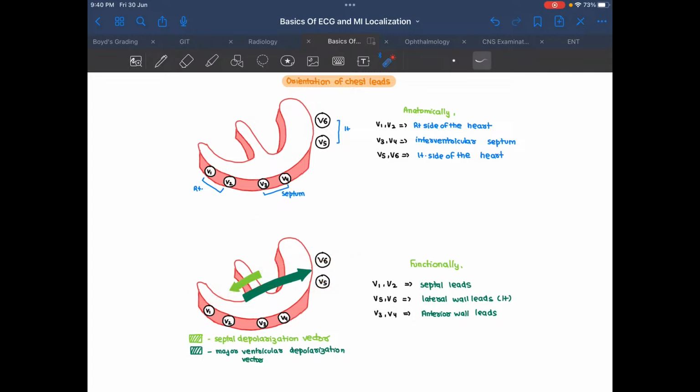So my septal depolarization vector was moving from the left towards the right, and it was moving from inferior to superior. But when I draw the chest leads, the superior-inferior aspect is not recorded. So I'm going to draw it as only left to right. What about the major ventricular depolarization vector? That's going to be towards right to left and not from upwards to downwards. Okay? Functionally speaking, V1 and V2 are your septal leads, V3 and V4 are your anterior wall leads, and V5 and V6 are your lateral wall leads.